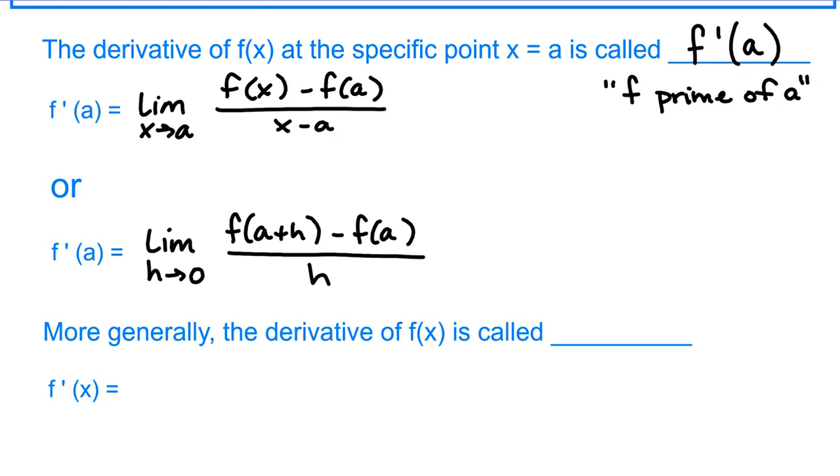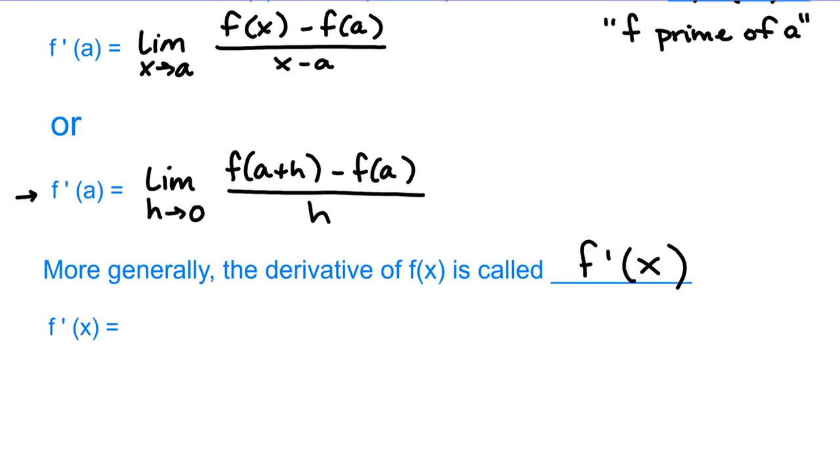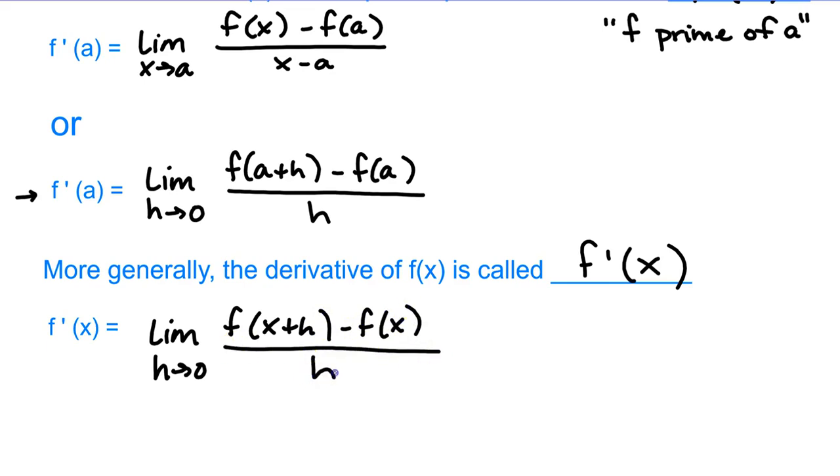Now, suppose you don't want to find the derivative at a specific point, but you just want to find an expression for the derivative in general. The general derivative of f of x is called f prime of x. We just replace the a with an x. So we can take the previous definition, the limit as h goes to 0, and we can just replace the a with the x, and we get the limit as h approaches 0 of f of x plus h minus f of x over h as the definition of f prime of x.